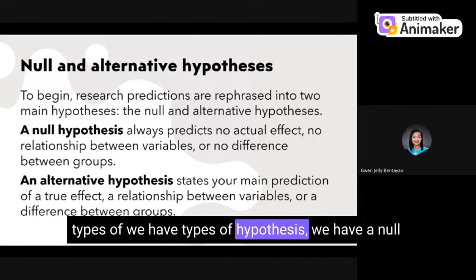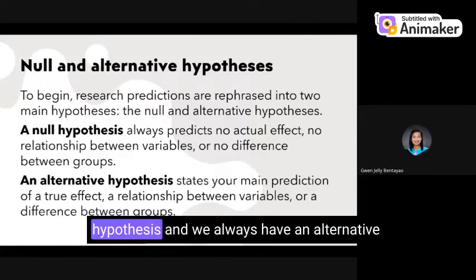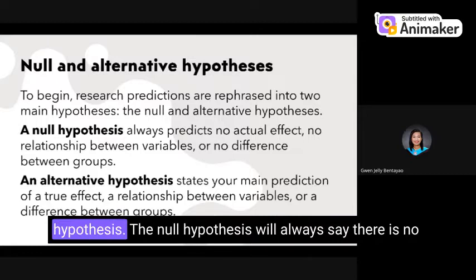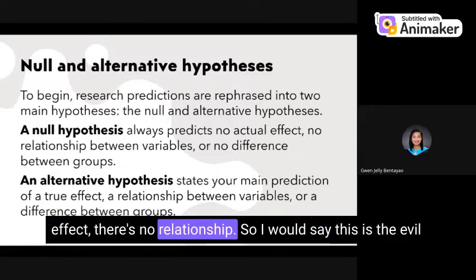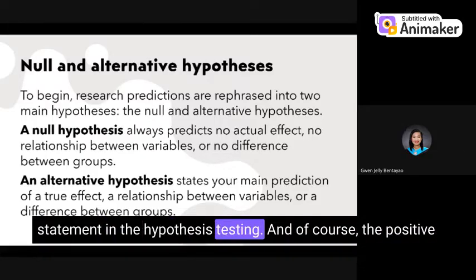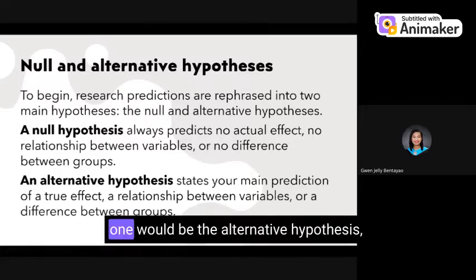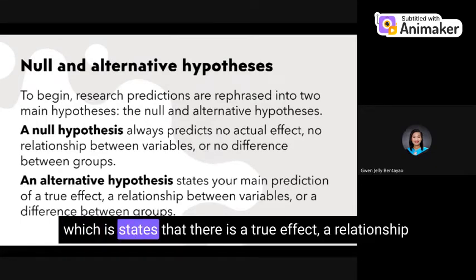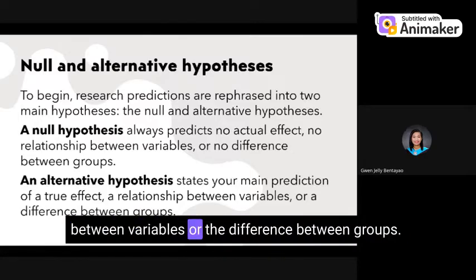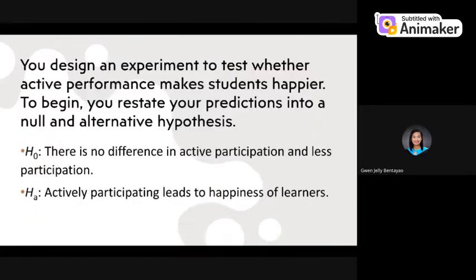So we have types of hypothesis. We have a null hypothesis and we always have an alternative hypothesis. The null hypothesis will always say there is no effect, there's no relationship. So I would say this is the evil statement in hypothesis testing. And of course, the positive one is the alternative hypothesis, which states that there is a true effect, a relationship between variables, or a difference between groups.